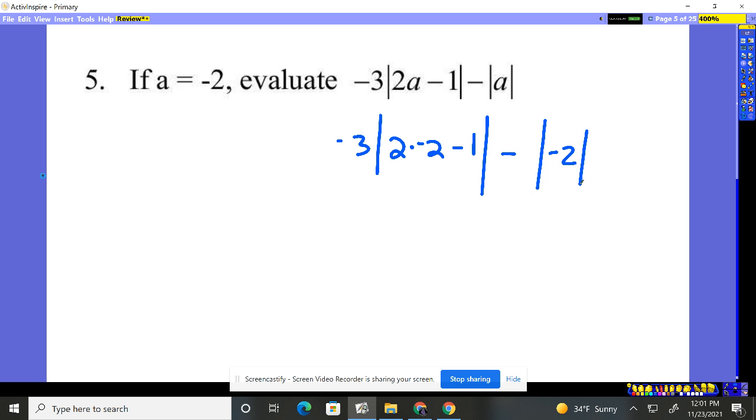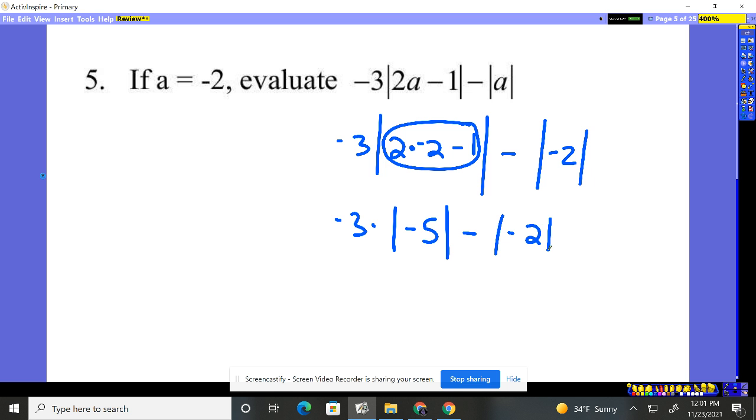All right, we need to evaluate all this inside here first. So multiplication is more important. 2 times -2 is -4. And then -4 minus 1 is going to be -5. So we have -3 times the absolute value of -5 minus the absolute value of -2.